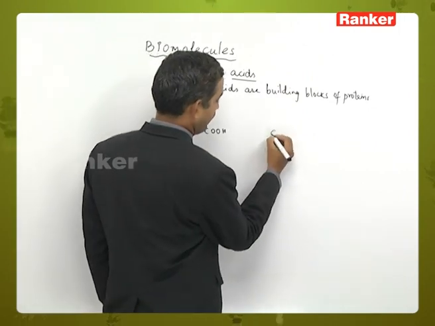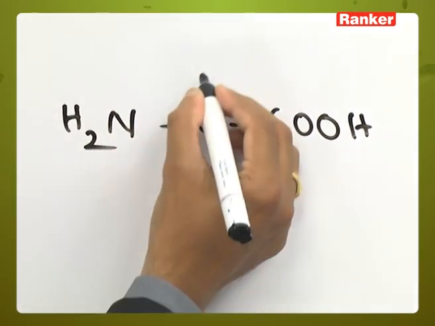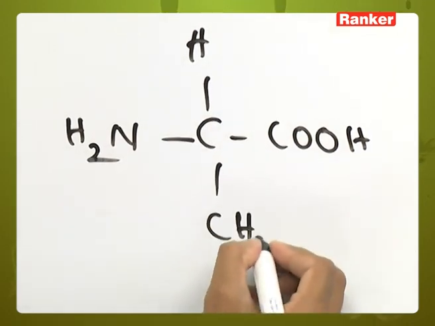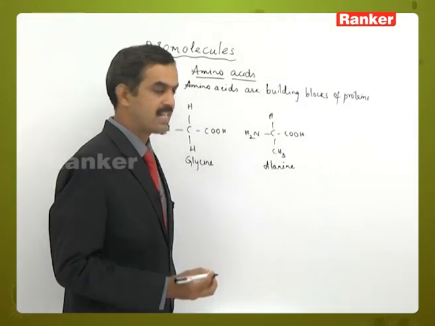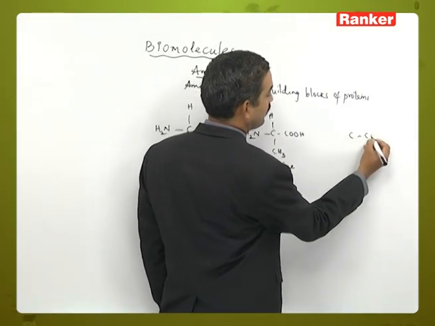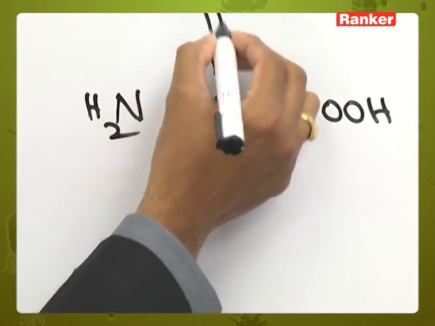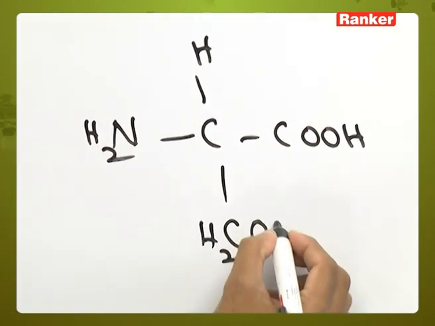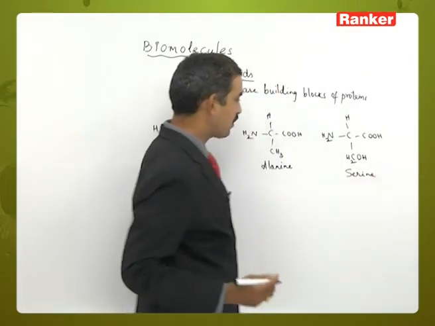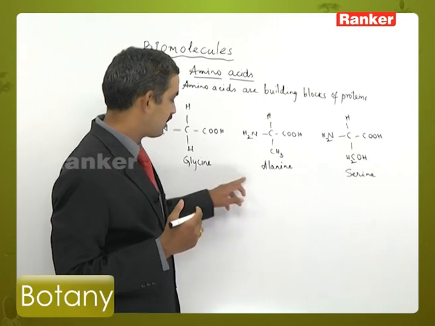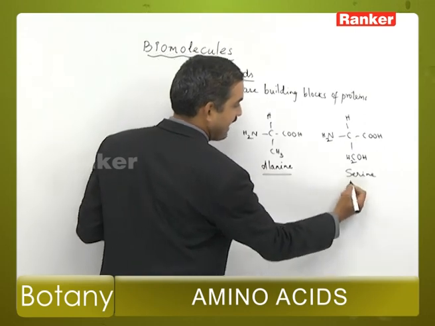One more example. If the alkyl group is represented with a methyl group, it is called alanine. In the same way, if the alkyl group is replaced with a hydroxymethyl group, CH2OH, it is called serine. So likewise, the names of these amino acids are changing. Glycine is one amino acid, alanine is one, and serine is another.